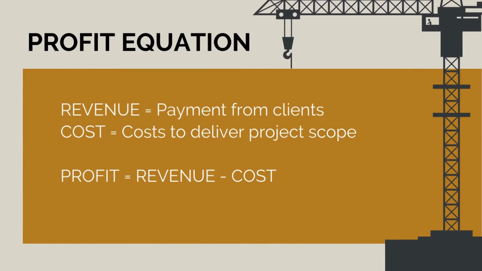If we look at the profit equation, we've got the revenue, which is the payment from the client, and the cost, which is the cost to deliver the project. The profit that's left over for the contractor is the revenue minus the cost. Pretty simple, isn't it? Simple, but difficult.